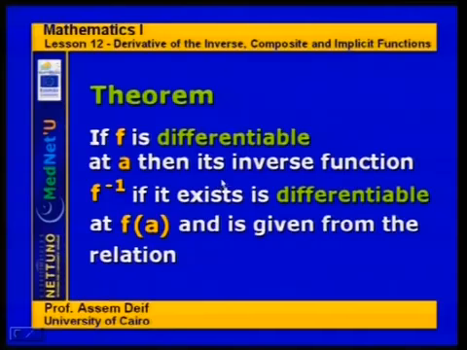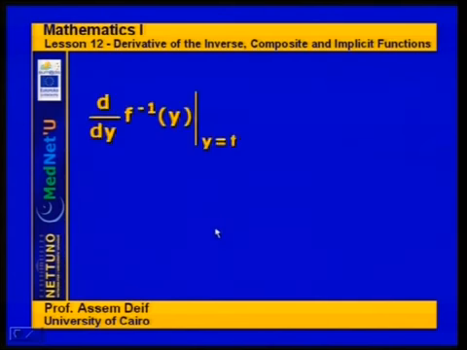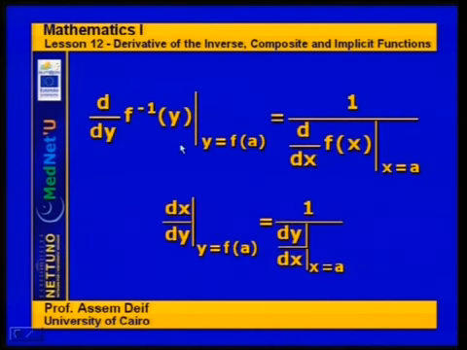The theorem states the following. If f is differentiable at a, in the domain of f, then its inverse function, if it exists, of course, is differentiable at f of a, which belongs to the range of f, and it is given by the following formula: d f minus 1 at y equal to f of a is equal to 1 over d by dx of f of x. And actually, this is the formula that we have just written. You can write this formula in another way, which is equivalent as well. You can say that dx by dy at a certain value of y in the range of f is equal to 1 over dy by dx at some x in the domain of f.